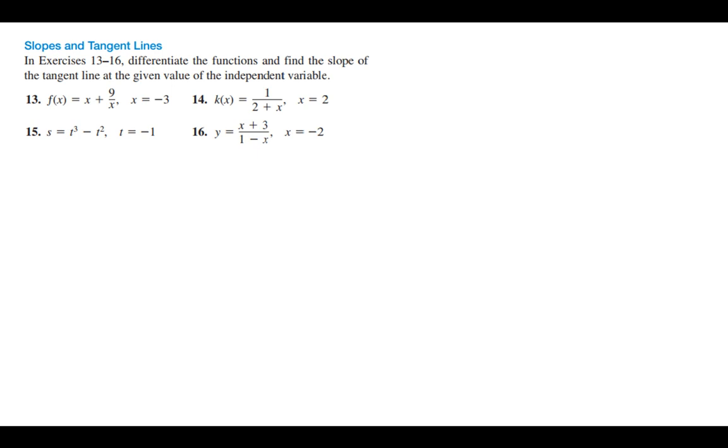Welcome to today's tutorial. In this tutorial we're going to be solving a question from Thomas' Calculus textbook about slopes and tangents. This is exercise 13 to 16.